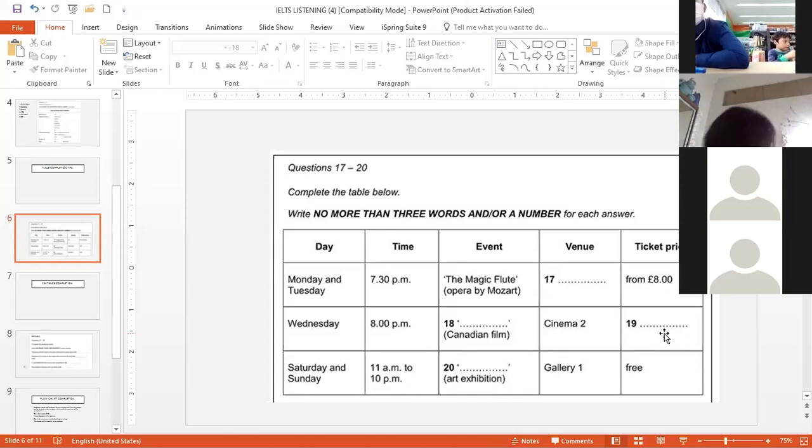For those more interested in the cinema, you might like to see the new Canadian film, which is showing on Wednesday evening at 8 p.m. in Cinema 2. And that's called 3 Lives. It's had fantastic reviews, and tickets cost just £4.50, which is a reduction on the usual price of £5.50. So it's really good value.